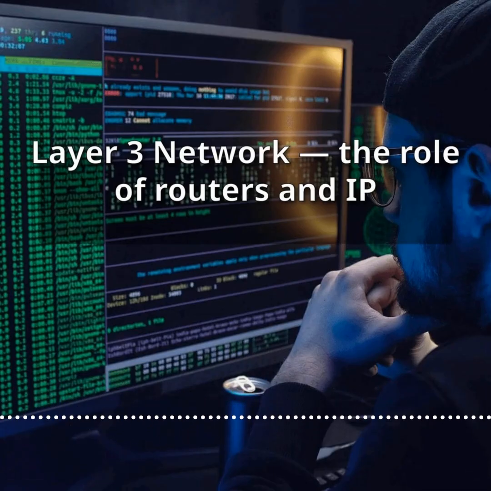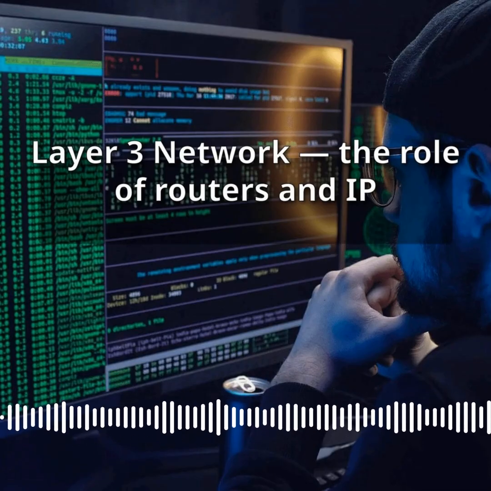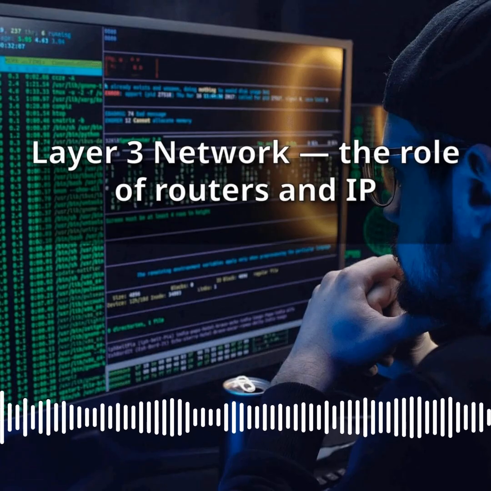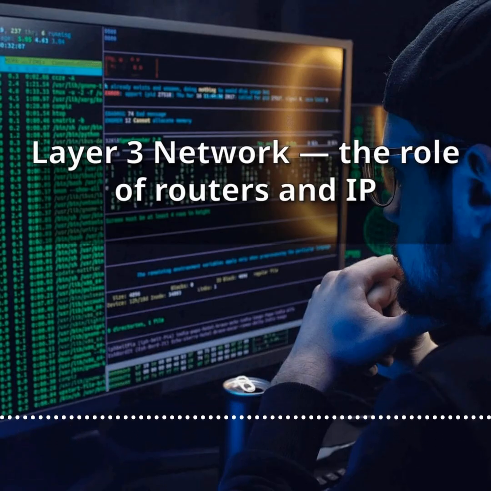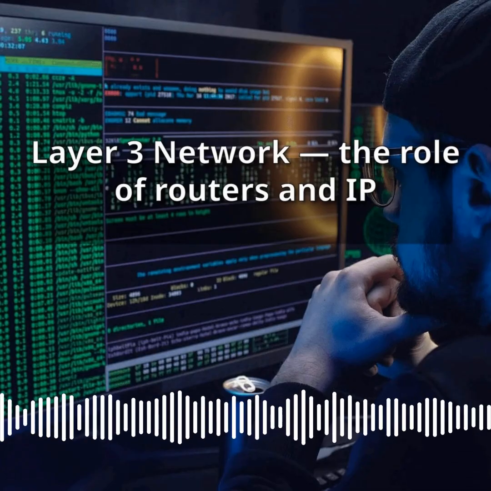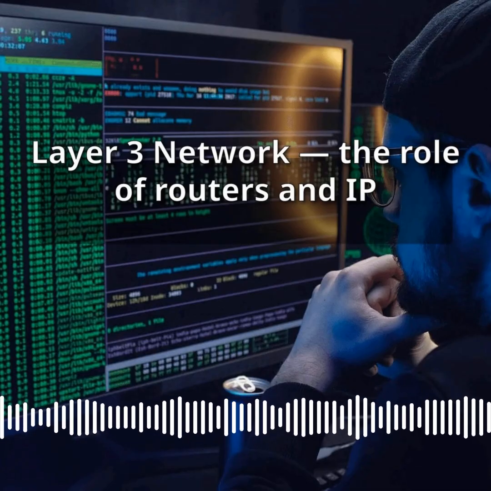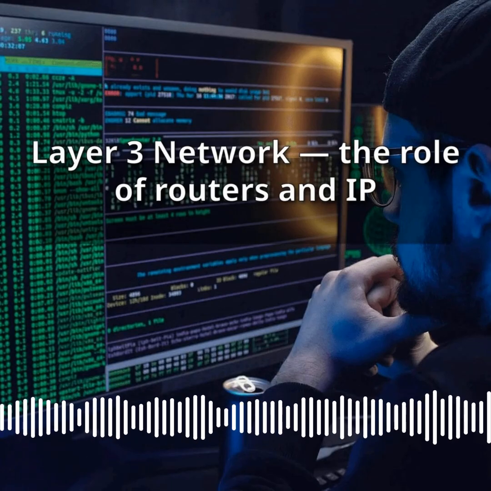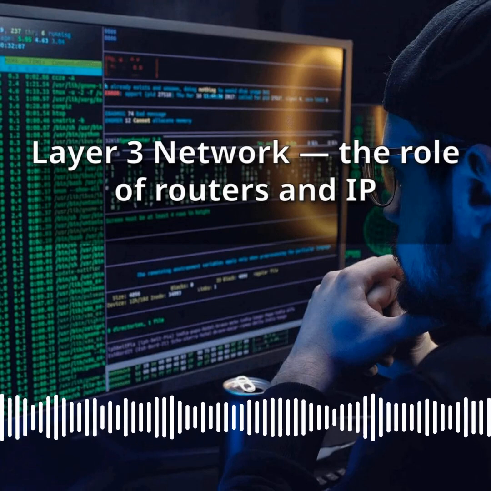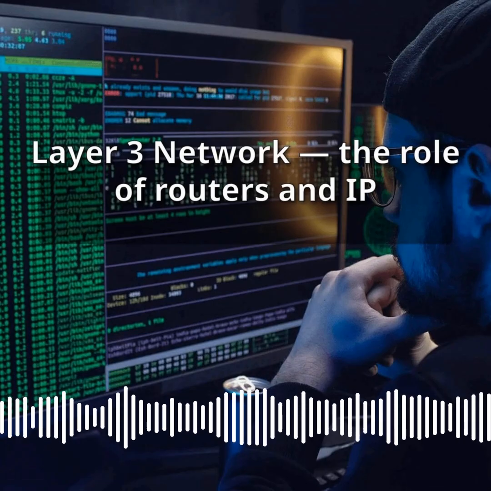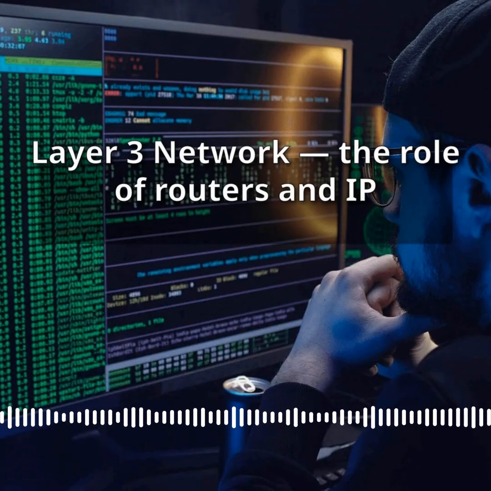Fragmentation at Layer 3. Different physical networks have different limits on the size of the data they can carry in a single frame. This limit is called the Maximum Transmission Unit, MTU. Ethernet, for example, has a default MTU of 1,500 bytes. If an IP packet is larger than the MTU of the network it needs to traverse, the router will fragment it, that is, break it into smaller pieces, each with its own IP header. The destination device reassembles the fragments back into the original packet.